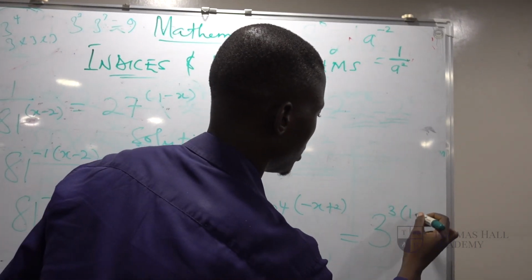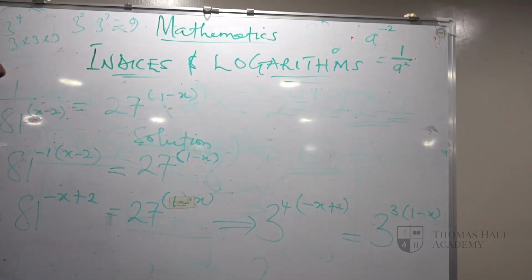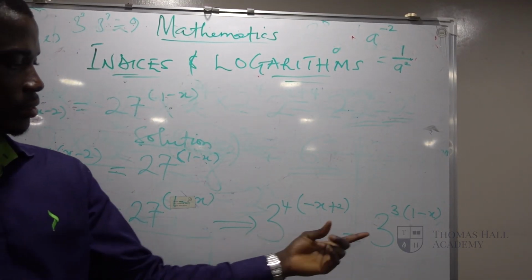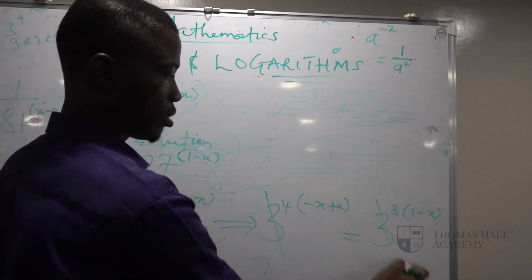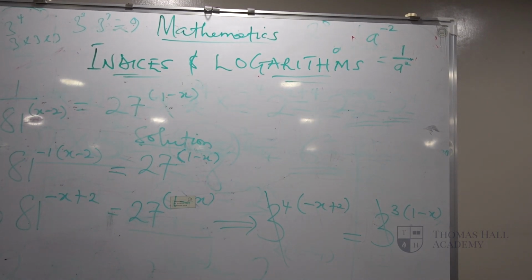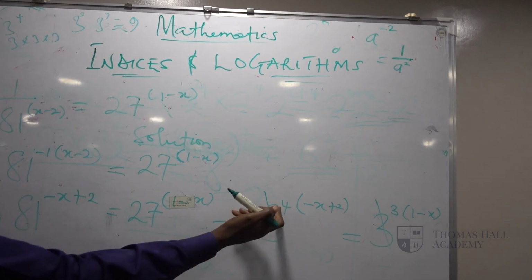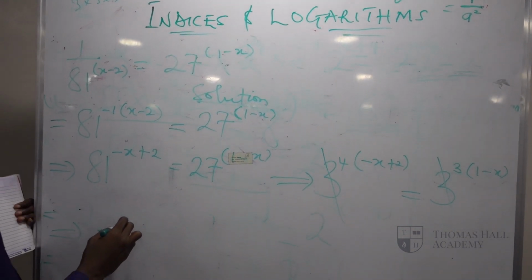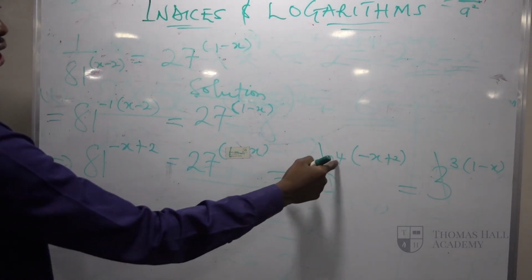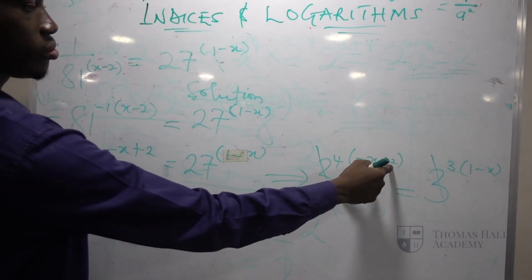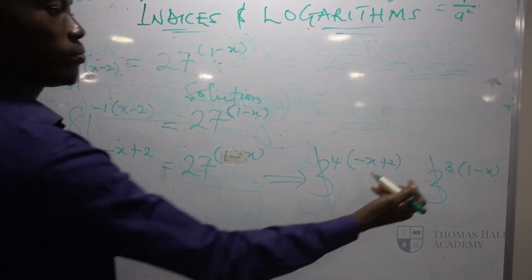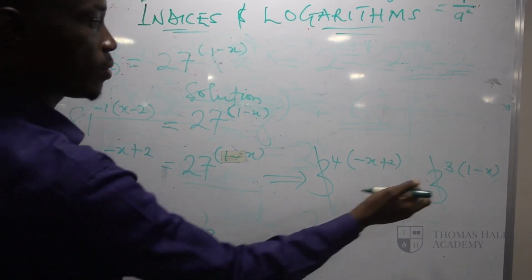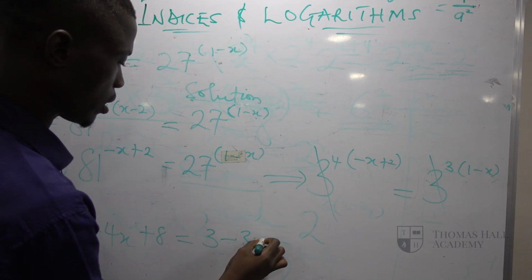Then we have in bracket the power 1 minus x. Again, when you have bases separated by this equality sign, simply cancel the bases because they are similar bases, and then you deal with the powers. 4 times minus x gives us minus 4x. 4 times 2 gives us plus 8 equals 3 times 1 gives us 3. 3 times minus x gives us minus 3x.